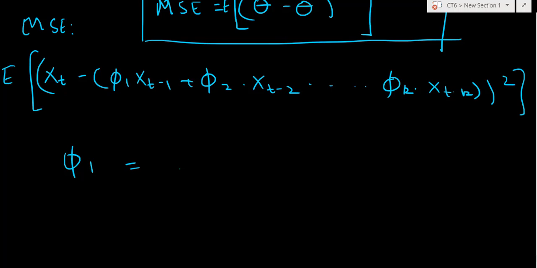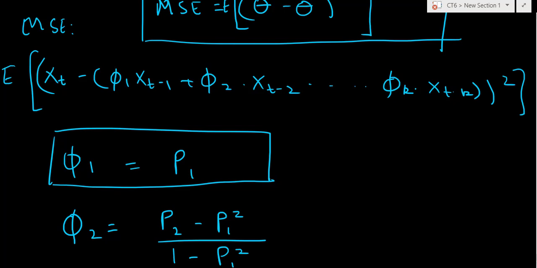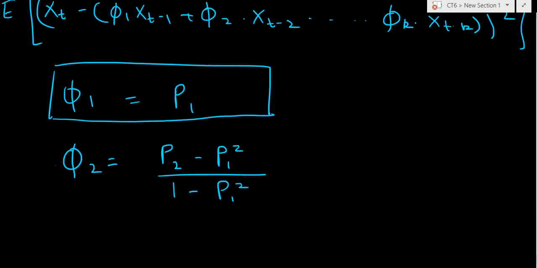Phi 1 can be calculated directly as rho 1. So the formula for phi 1 at all points of time is that it is the same as rho 1, and phi 2 will be calculated using the formula rho 2 minus rho 1 square upon 1 minus rho 1 square. This will be your formula for phi 2.